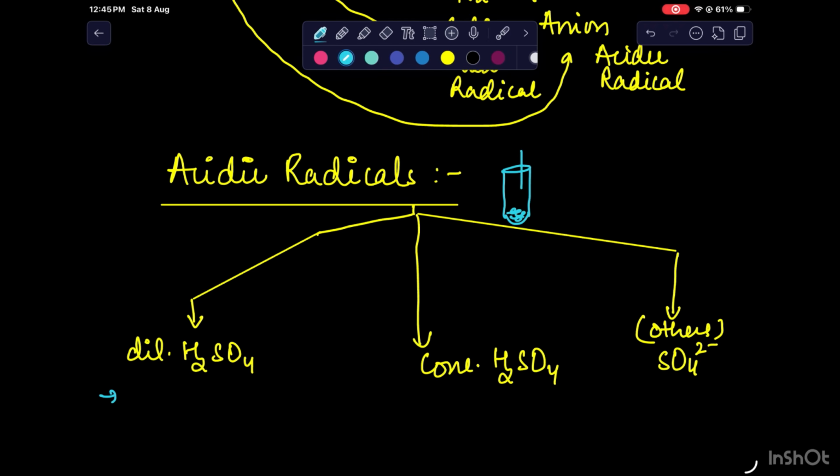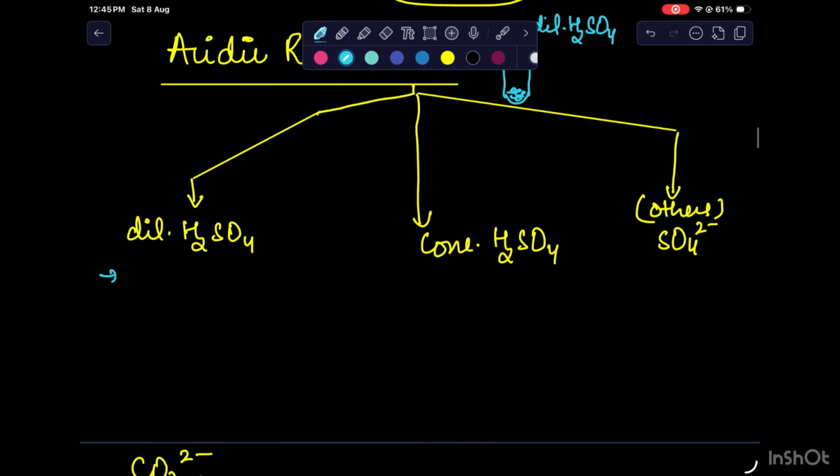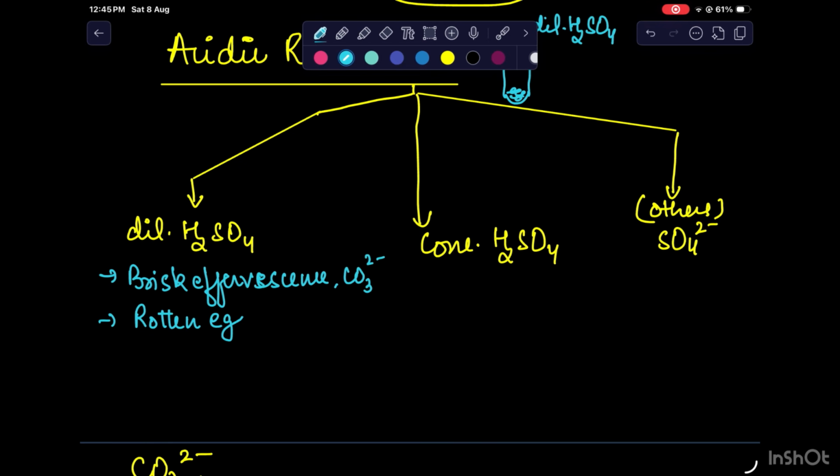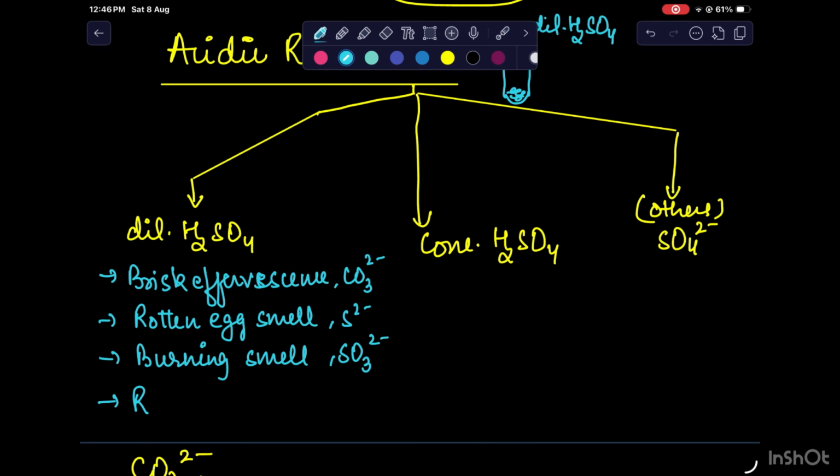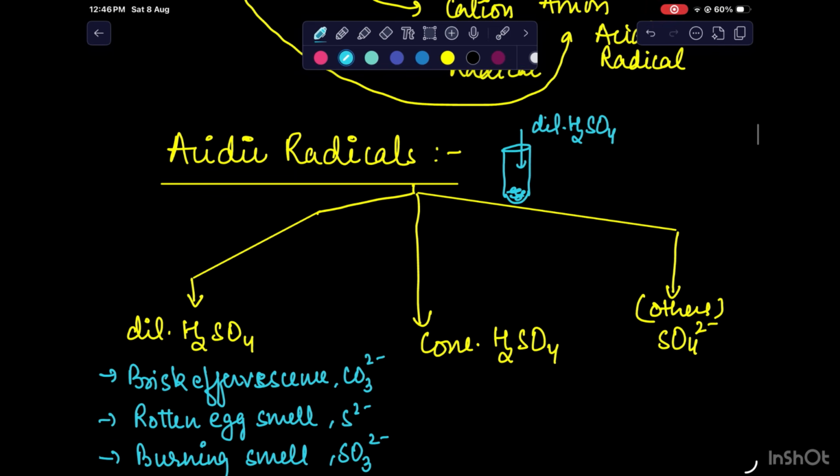So if we take a test tube, add salt in it and then add dilute H2SO4, we can observe brisk effervescence. If brisk effervescence comes, it means that the given anion is carbonate. If we see a rotten egg smell, it could be sulfide. If we see a smell of burning sulfur, like when hair is burnt, then sulfite may be present, and if it is a reddish brown gas, then nitrite may be present.